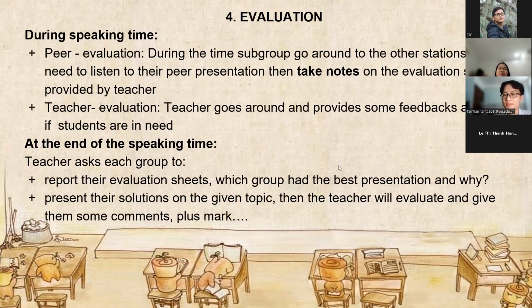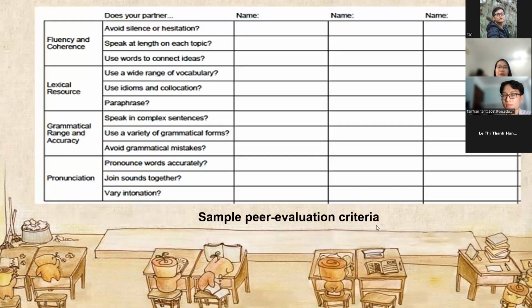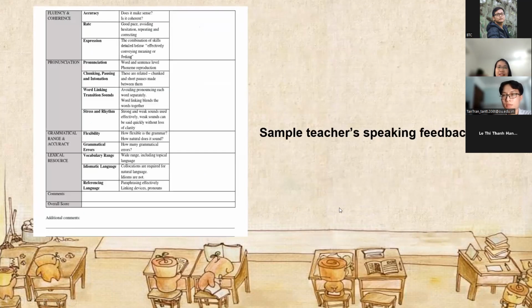Okay, so this is evaluation. We have two kinds of evaluation: peer evaluation and teacher's evaluation. I will show you a sample of peer evaluation criteria you may apply, and this is a sample of a teacher speaking feedback form. Of course, this is for this activity, not yet for slide 4.